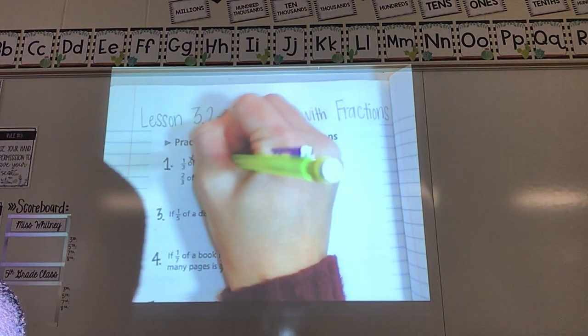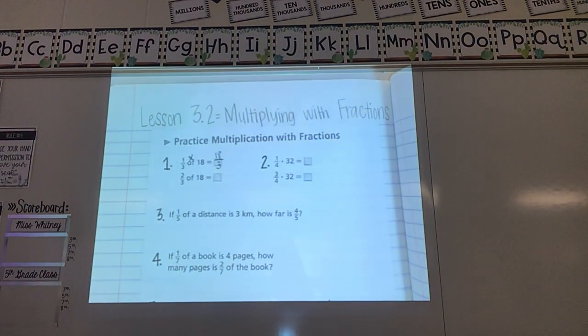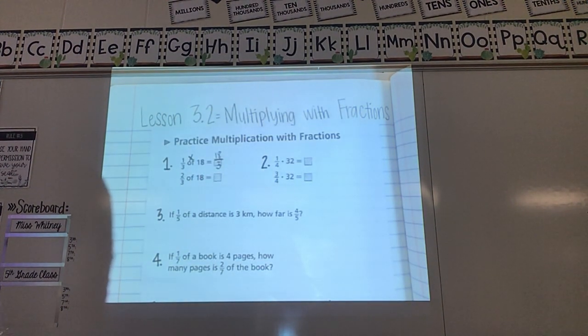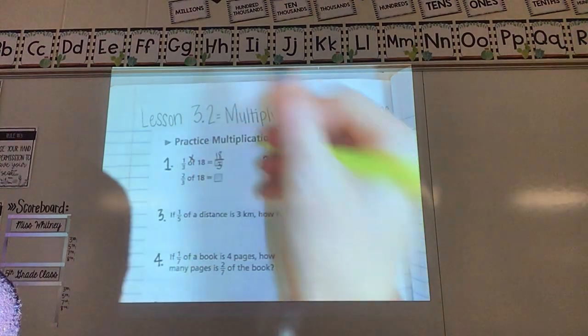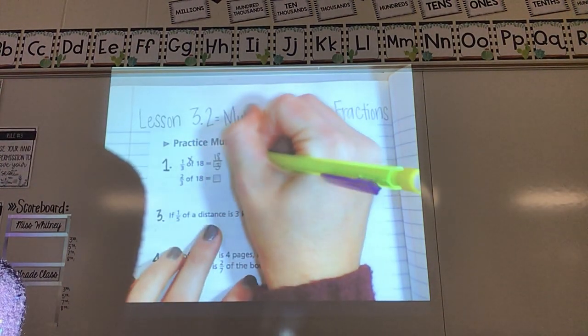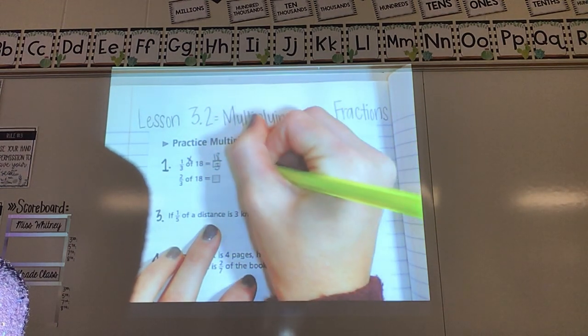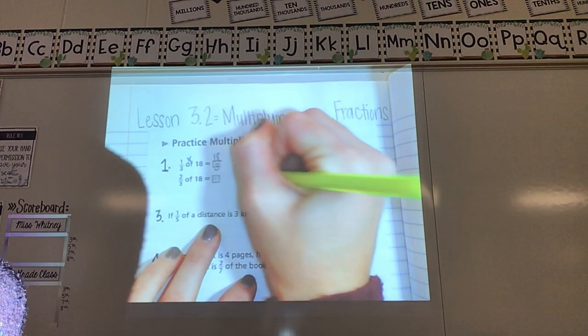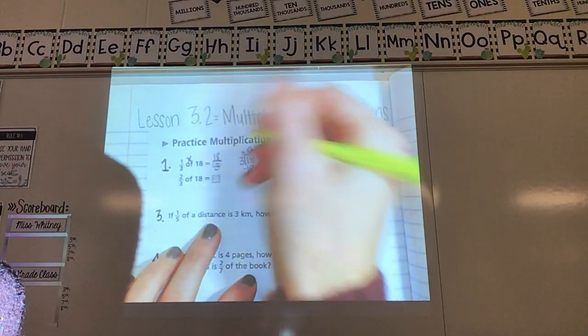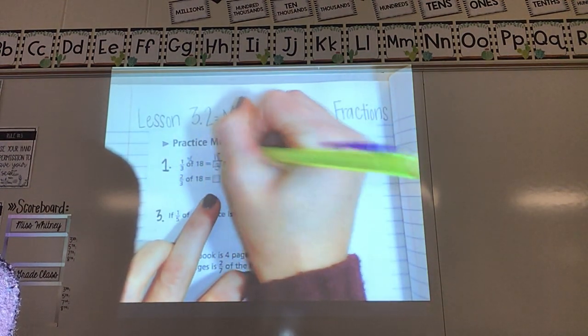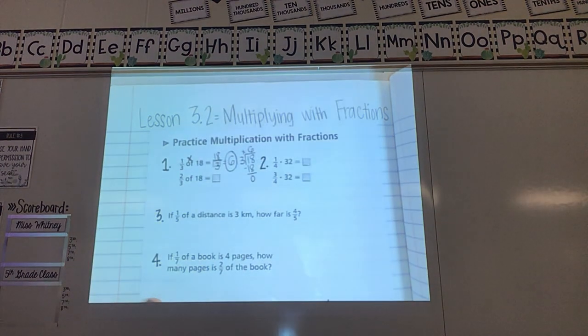18 thirds. Now, can we leave that as 18 thirds? No. How do I fix an improper fraction? We need to divide. 18 divided by 3, that would be 6. 3 times 6 is 18. So my final answer would be 6. That is what we were doing last week. That should look pretty familiar to you.